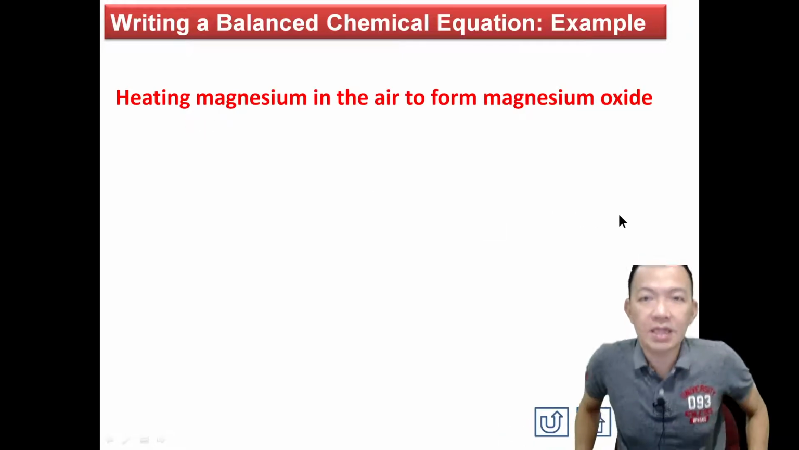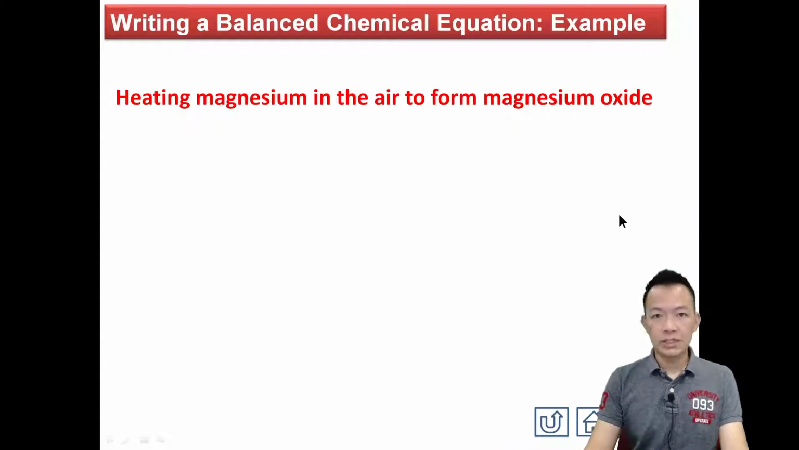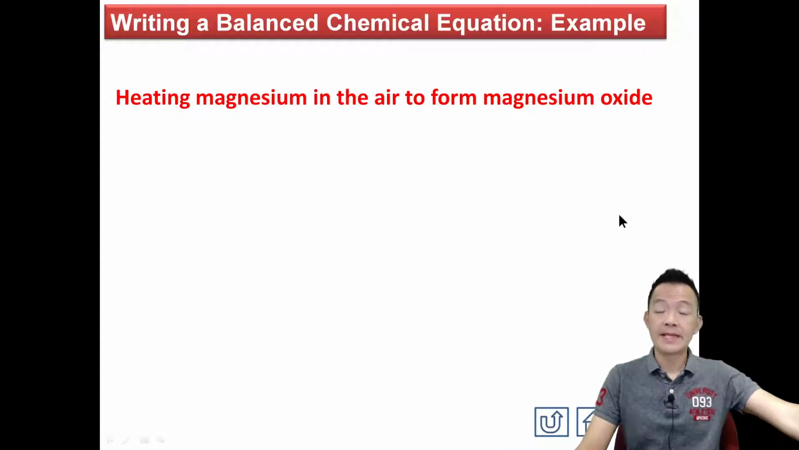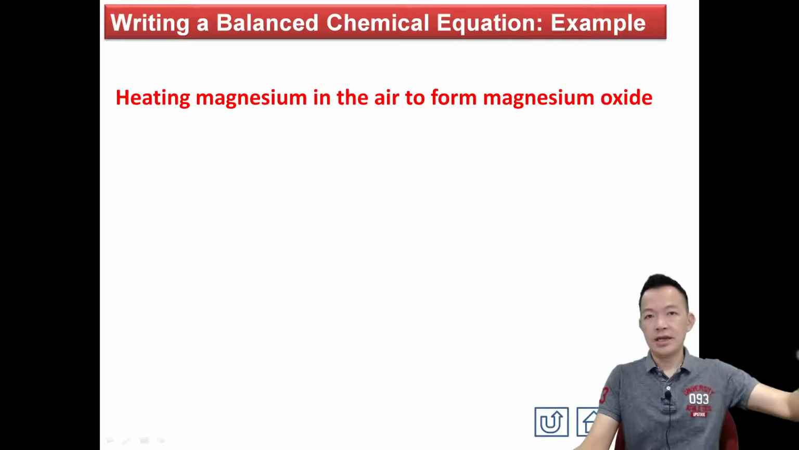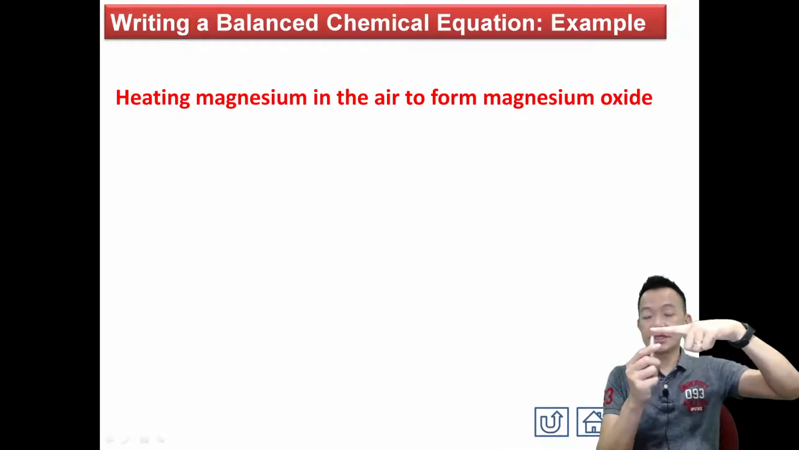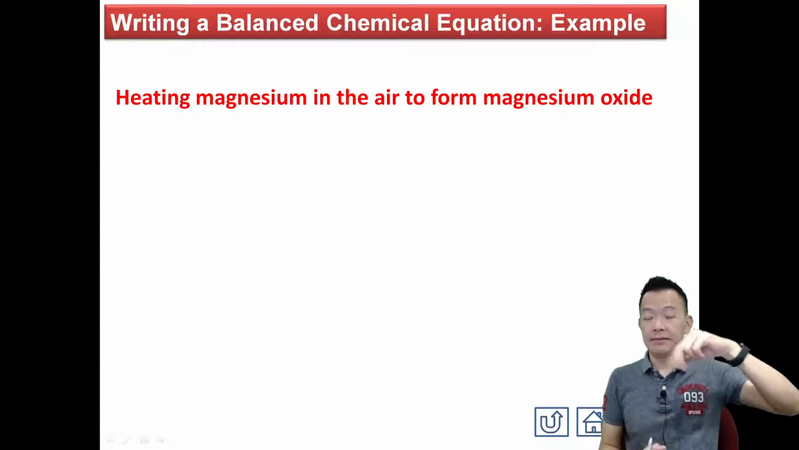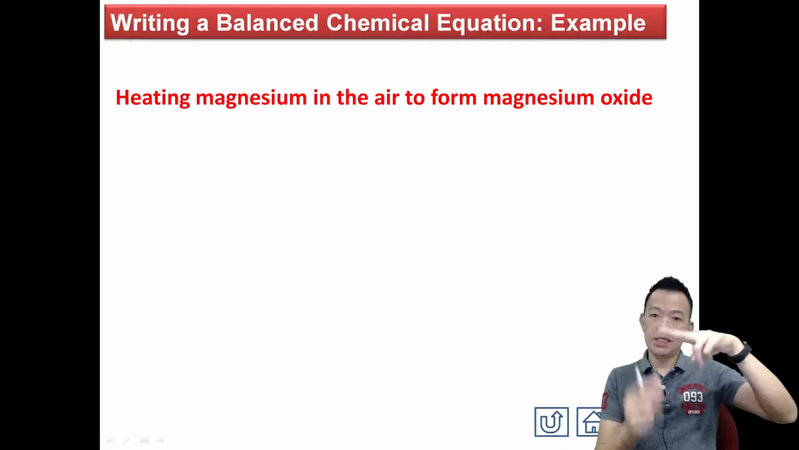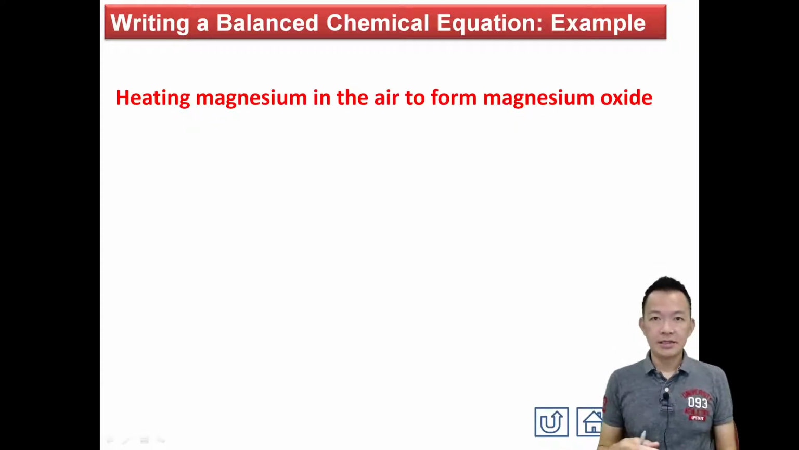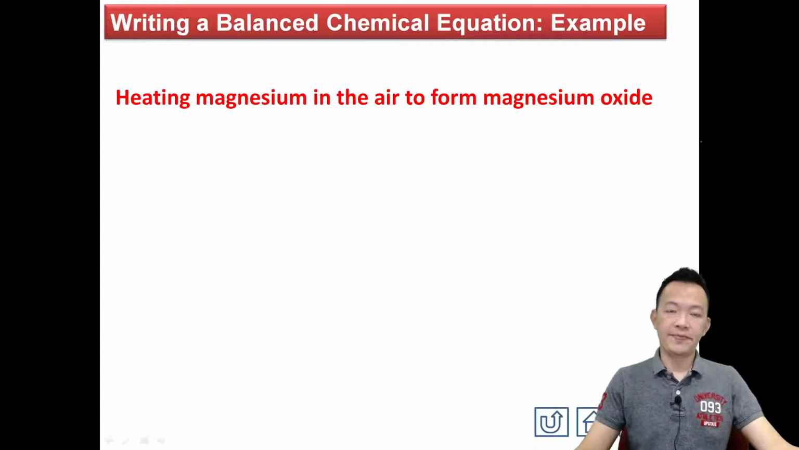So we go to the first example. I tell you one sentence, one story. 我告诉你一个故事，你写出它的化学反应。OK, number one，这样写。Heating the magnesium in the air to form magnesium oxides. So heating the magnesium in the air，在空气中燃烧 magnesium。Magnesium react together with oxygen to become magnesium oxide. Magnesium 跟氧气混合起来变成了 magnesium oxide.